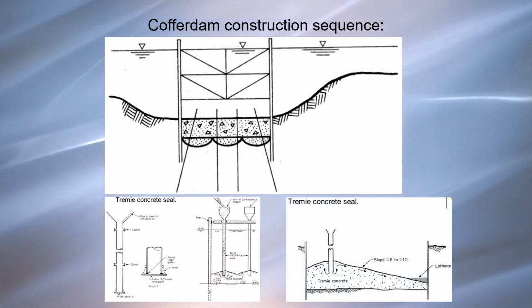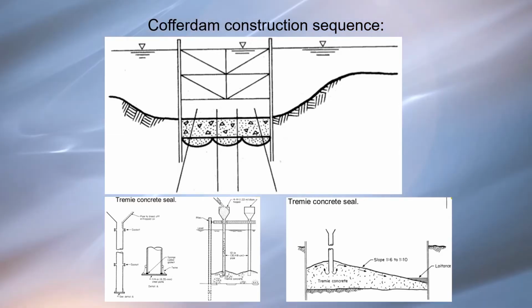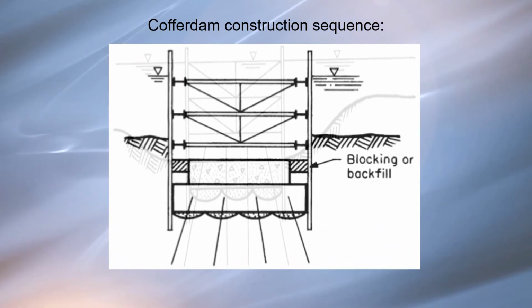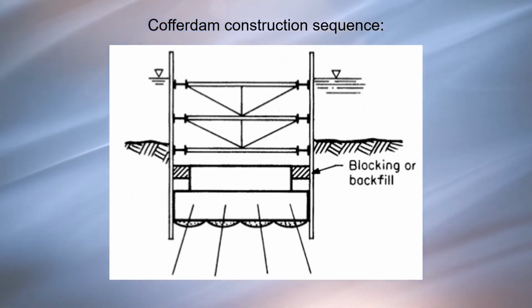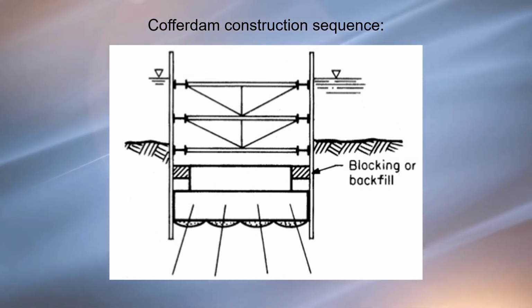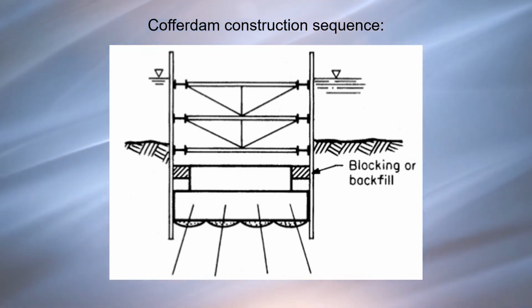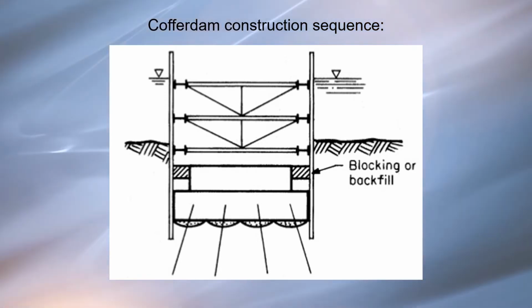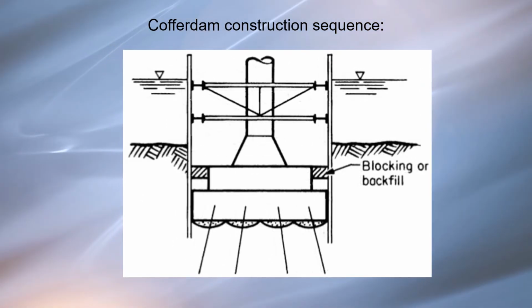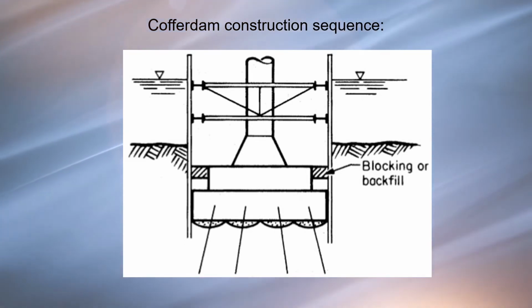Step 10. Place tremie concrete seal. Step 11. Check blocking between bracing and sheets. Step 12. Dewatering. Step 13. Construct the new structure. Continue the construction of the new structure.